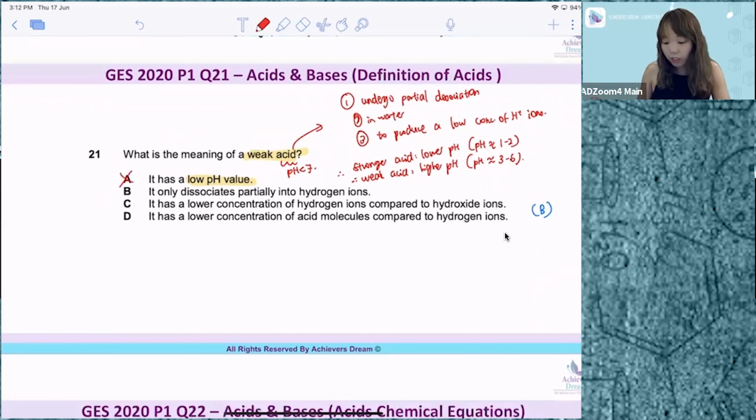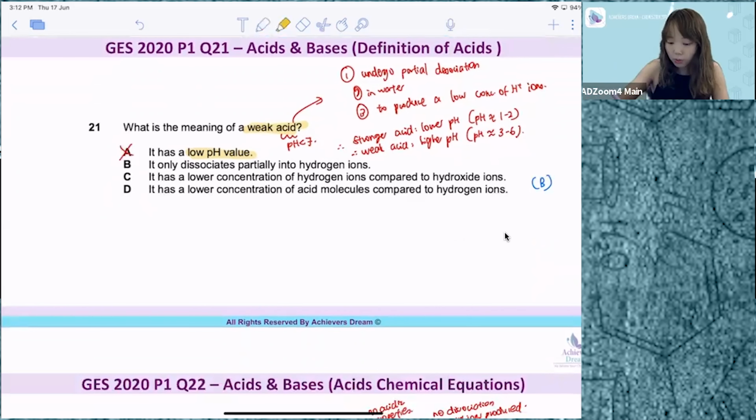Now option B, it only dissociates partially into hydrogen ions. The keyword here is dissociates partially, which is the definition for a weak acid. So option B is true. Okay, it's your answer.